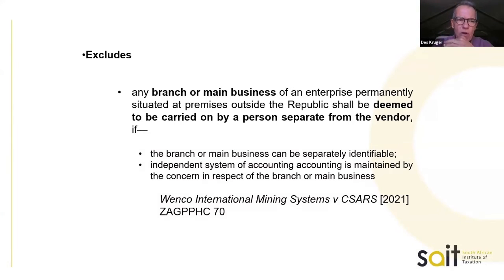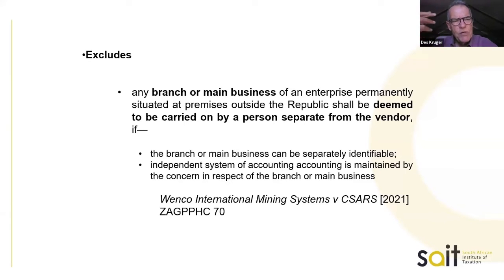So I said, no, you can't register the branch, and the court agreed on the basis that the only services supplied were to Wenca. On that basis, the branch itself couldn't be said to be carrying on an enterprise, because you have to make supplies to another person and you can't make supplies to yourself.